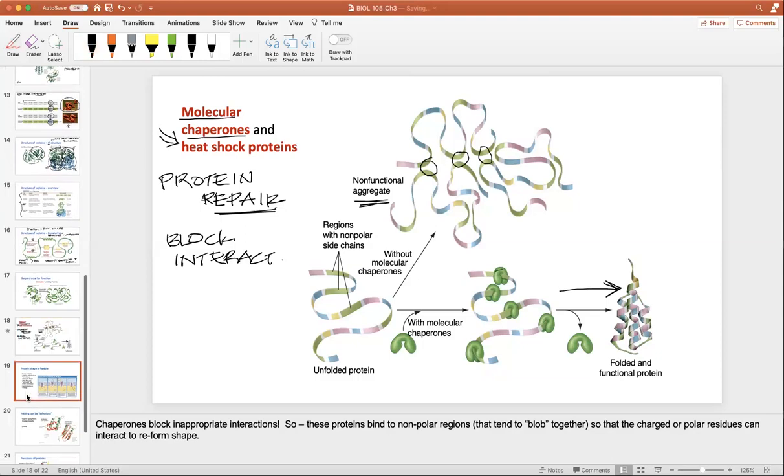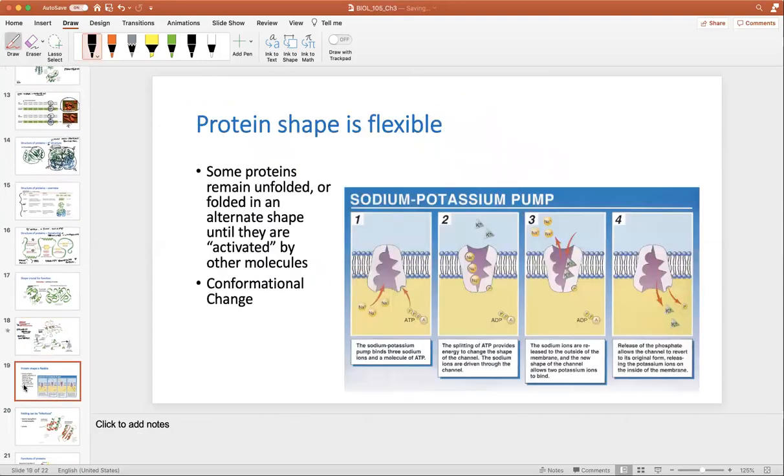So protein shape is actually flexible. So I've told you that you have to have a unique tertiary structure for the protein to work properly.